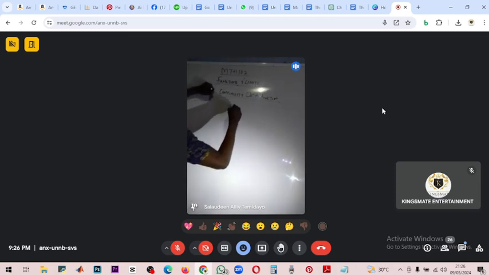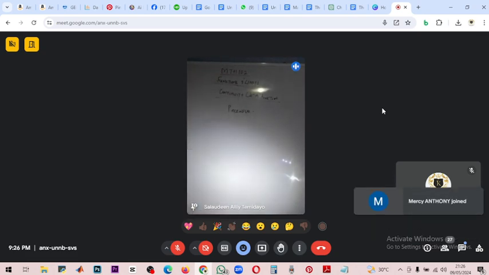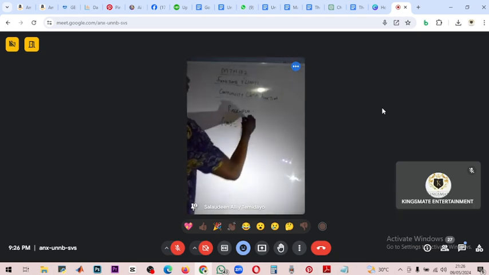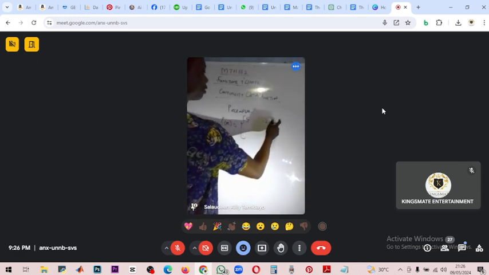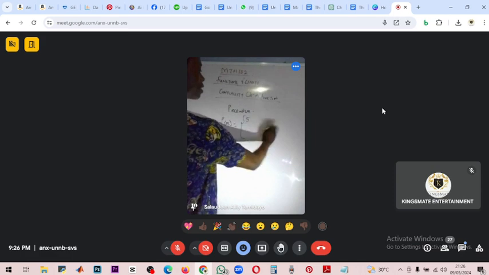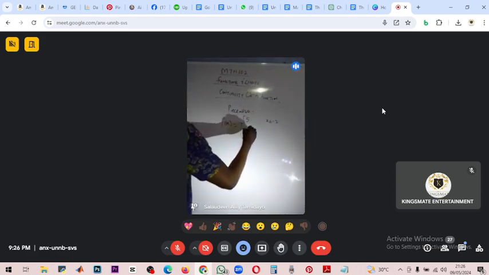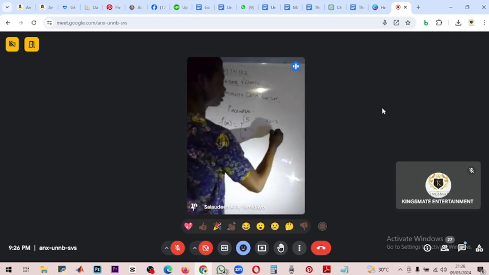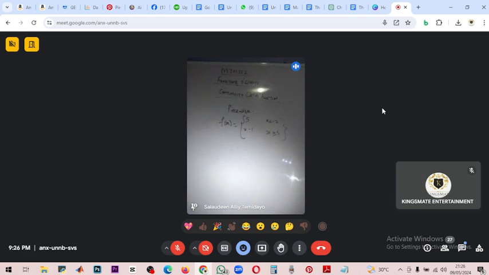So a piecewise function is as simple as something else. A piecewise function is a function that has more than one function inside it. A piecewise function is a collection of functions. This is f of x equals 5 at minus 2 is less than or equal to x, and x minus 1 at x is greater than or equal to 5. So this is what we mean by piecewise function.